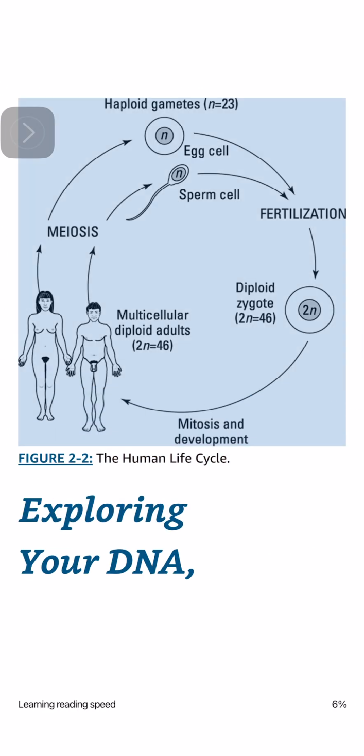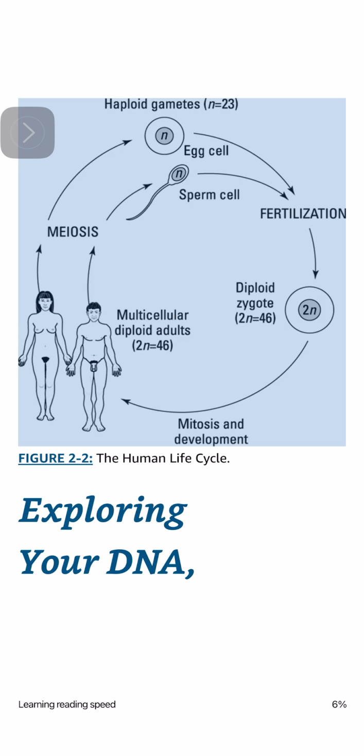The schematic illustration of the human life cycle depicts a male and female diagram on the bottom left. The two arrows pointed in a clockwise direction have a few callouts: meiosis, egg cell, sperm cell, haploid gametes, n equals 23, fertilization, diploid zygote, 2n equals 46, mitosis and development, multicellular diploid adults, 2n equals 46.